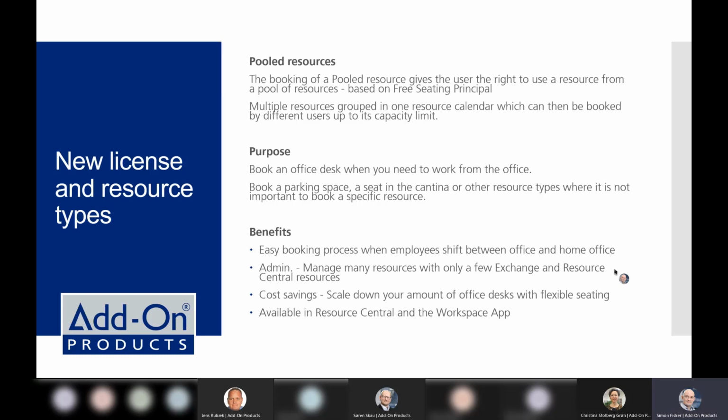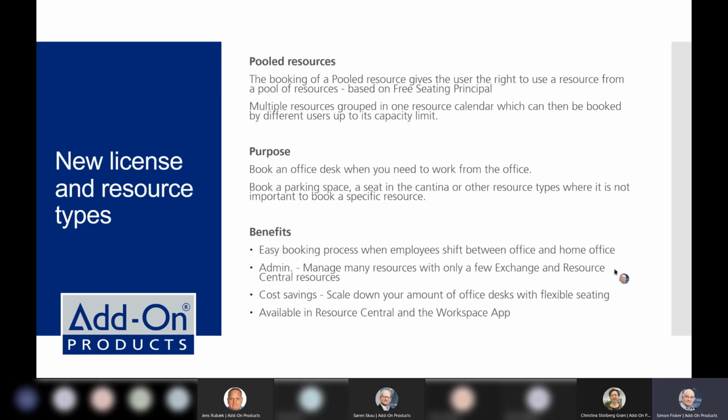So Service Release 1 provided a brand new feature. We have a new license and resource type. The new type here is called Pool Resources. And what is that? Well, it's basically giving the user the ability to book one unspecified resource from a number of resources. Basically, from Resource Finder, you will just be able to see one resource, and from that you can then pick it and have one of a number of resources.